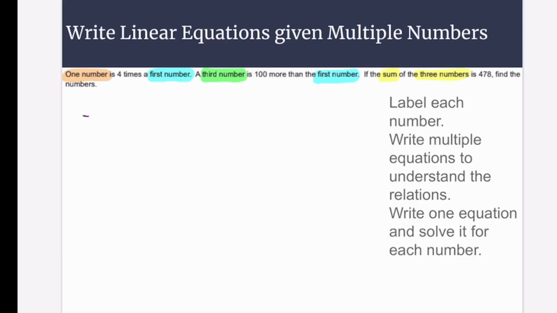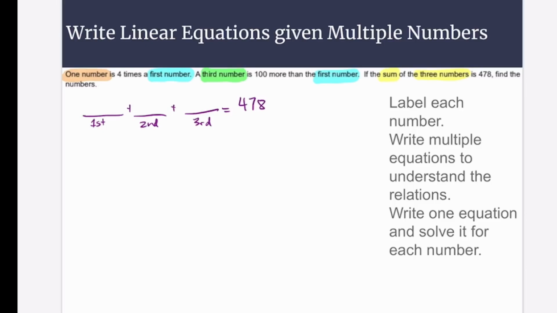So the sum of three numbers is 478. That means the first number plus the second number plus the third number is 478. So we can't do anything yet. We have to use those other equations to figure out how this works. So we're going to go to that second sentence.